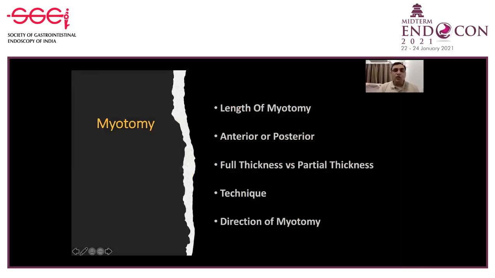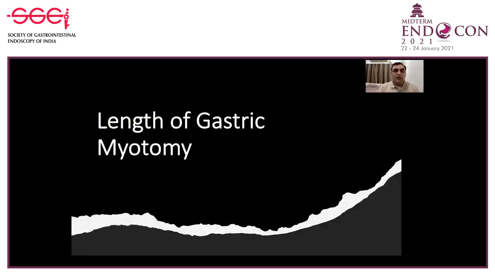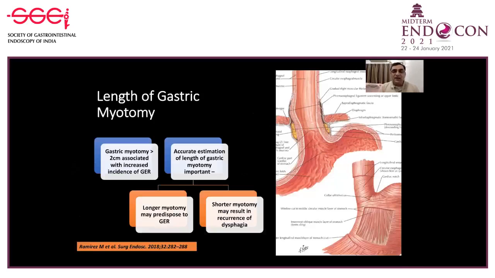So we will discuss the myotomy according to the length of myotomy, anterior or posterior, full thickness versus partial thickness myotomy, the technique of myotomy, and the direction of myotomy. First, the length of gastric myotomy. We are discussing this first because there are a few important facts already known. Gastric myotomy of more than 2 centimeters is associated with increased incidence of GER, so accurate estimation of its length is very important. A longer myotomy may predispose to GER, while a shorter myotomy may result in recurrence and dysphagia.